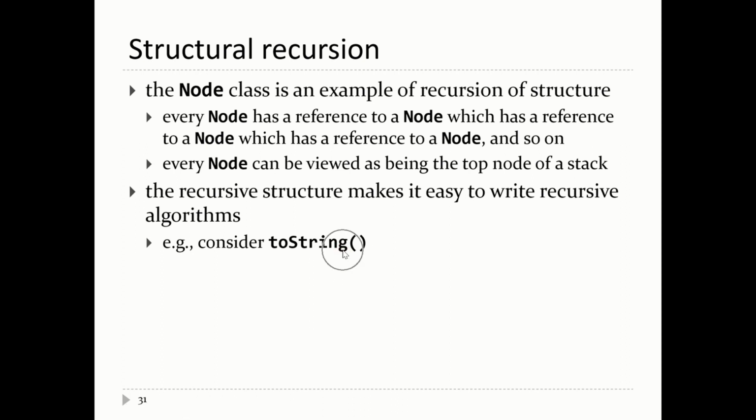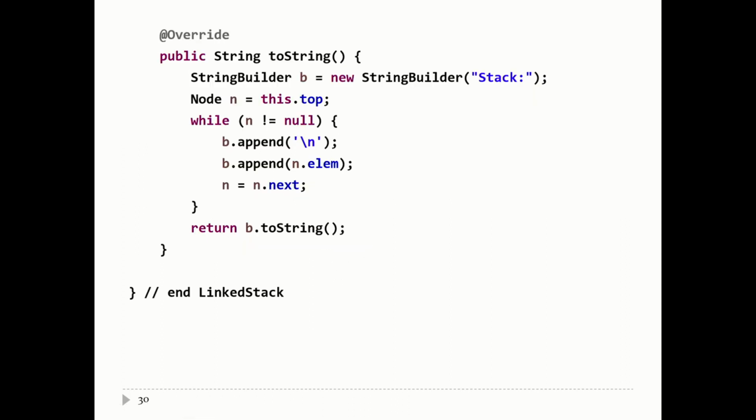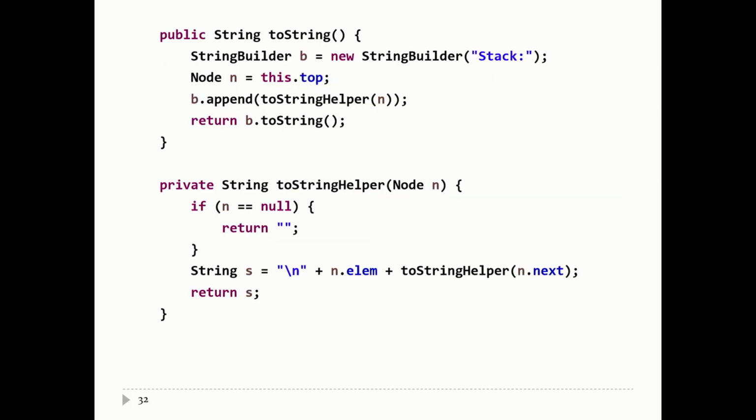So I can take this iterative version of toString and easily convert it to a recursive version of toString. Our recursive version, we split into two separate methods. One of them is the actual recursive method. The original toString just calls the recursive method. So toString starts out by making a string builder. It sets n to be equal to the top node of the stack, and now it's going to call the recursive method. The recursive method generates the string representation of a stack where that is the top node of the stack.